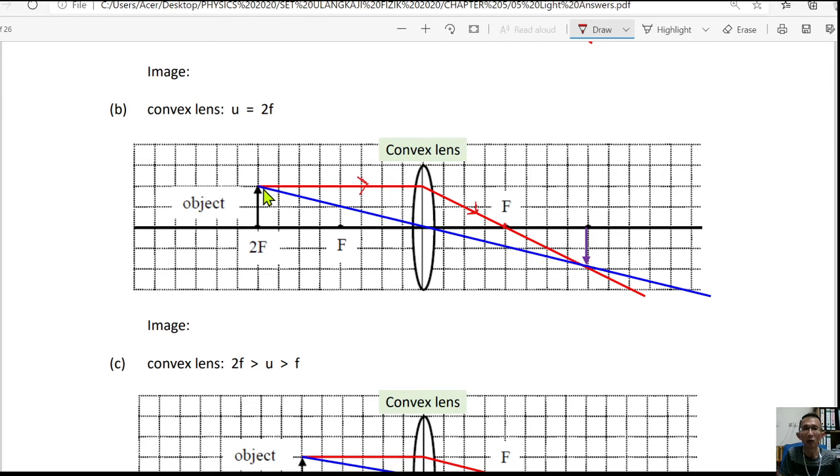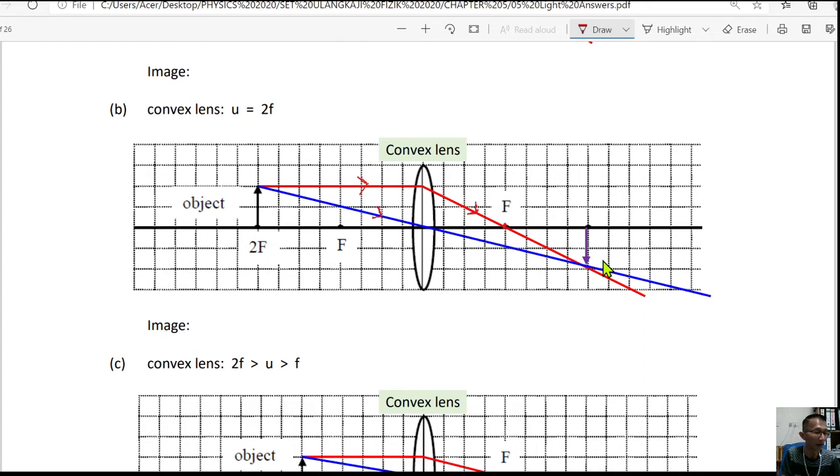And then the blue line, it will go through my optical center and it will just go straight. And then next, determine where the red line and the blue line intersect. So it intersects here, so my image will be formed here. Alright, so what are the characteristics of this image? First, inverted, correct? Inverted.